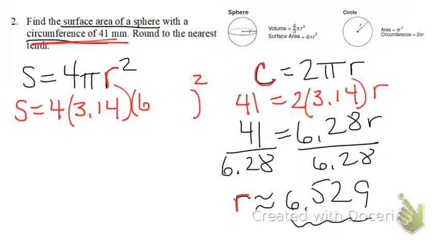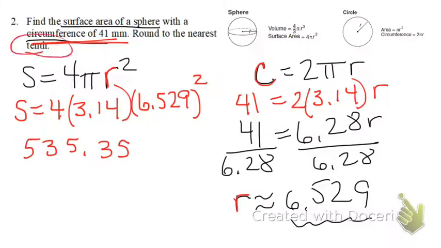And I'm going to write down 6.529, but again, I'm actually going to use that big number in my calculator. So when you put it in your calculator, take that big number you still have in your calculator and square it first, then multiply by 4 and multiply by 3.14. And I get that the surface area is 535.35, but it says round to the nearest tenth. So this 5 here tells me to change that 3 to a 4. So it's 535.4, and this is area, so square millimeters. Okay, moving on to number 3.